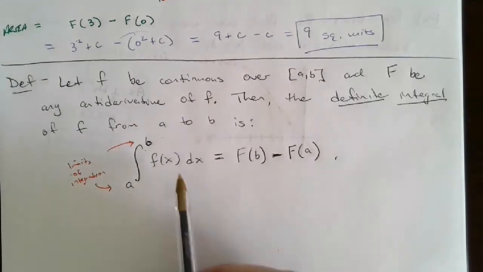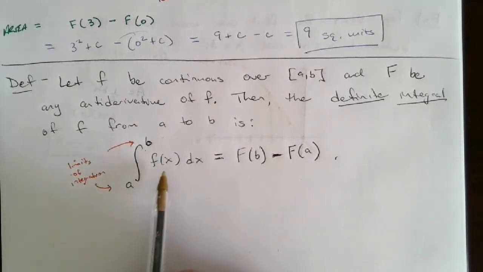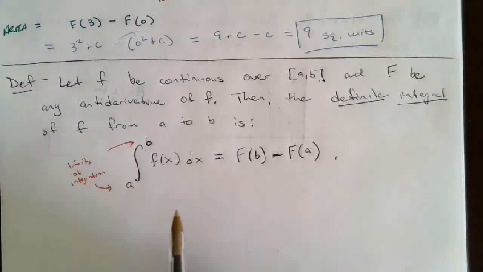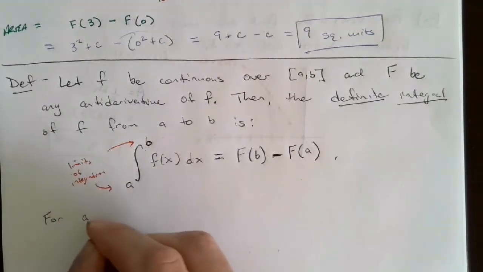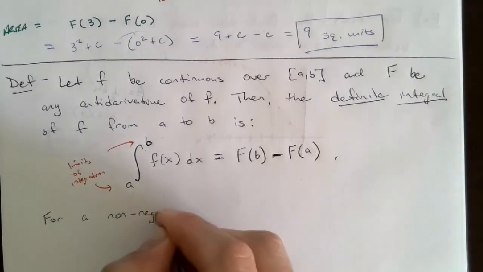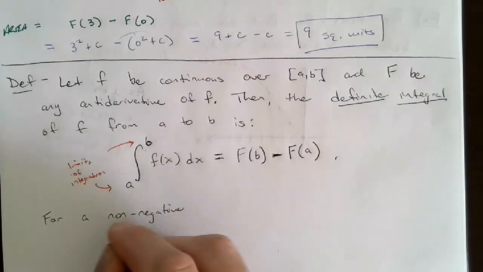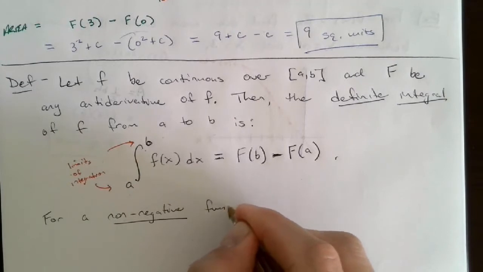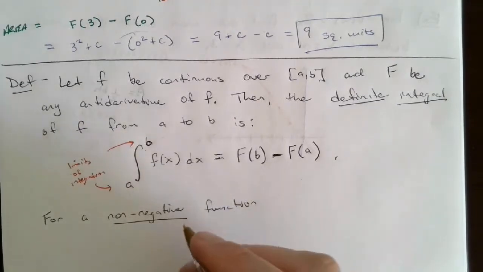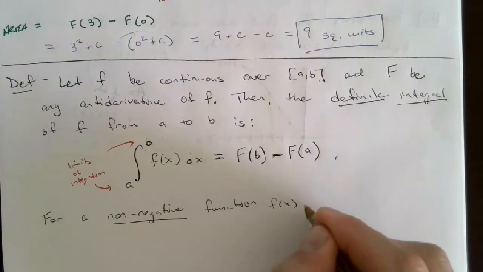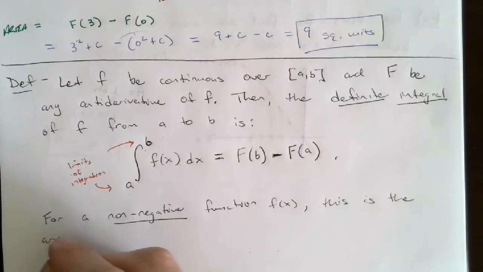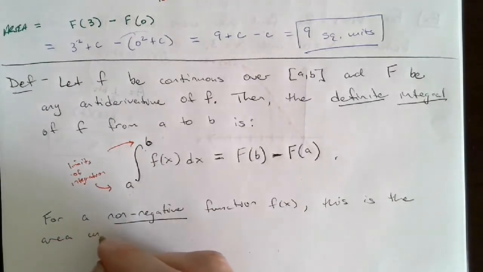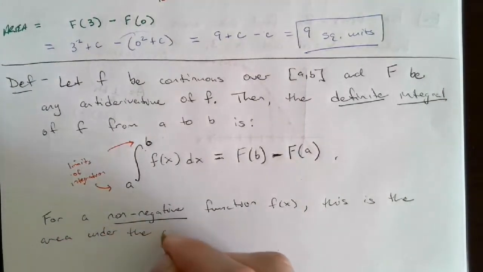Now if this f of x, right, our original function that we're taking the integral of, is non-negative, that's equivalent to the area under the curve. That's what we wrote above. So I'll just write it out here again just so you see it. So for a non-negative function, right, so for a non-negative function f of x, this is the area under the curve.